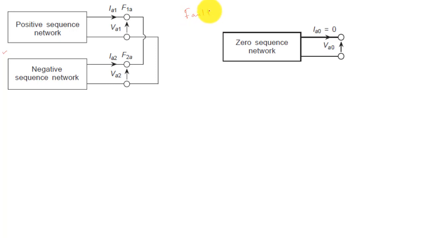In some of the classes we talked about fault analysis, and I have shown how to represent a network during different types of faults. You can go back to those lectures. We have seen that in case of line to line fault, we have positive sequence and negative sequence network existing and they are connected in parallel, right. And this is the fault point. In fact, F1A and F2A are the fault points, they are connected together, right.